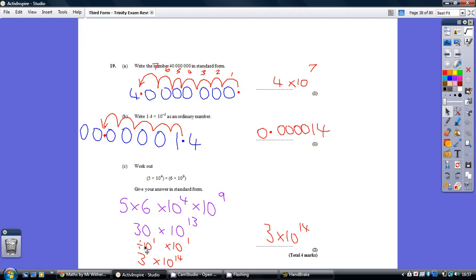We need to divide this by 10 to turn it into a number between 1 and 10. So we compensate by timesing this second term by 10, so that turns us into 3 times 10 to the 14.